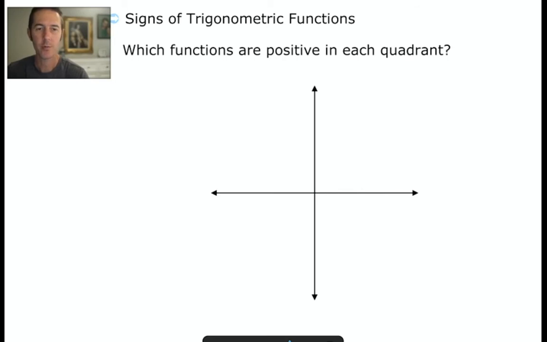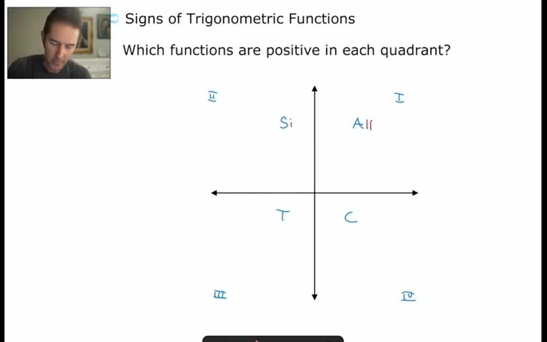And we start labeling the 4 quadrants, starting in the first quadrant, and if you don't remember, this is quadrant 1, quadrant 2, quadrant 3, and quadrant 4. And so we're going to say that ambitious students take calculus. And that mnemonic helps us remember which functions are positive in each quadrant. All of our functions are positive in the first quadrant. So if you take the sine of an angle measure that's in the first quadrant, you're going to get a positive answer. If you take the cosine of an angle measure that's in the first quadrant, your answer is going to be positive, and so on.